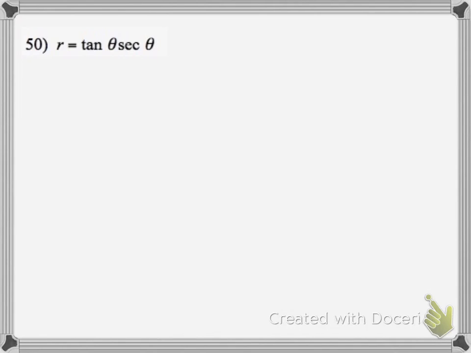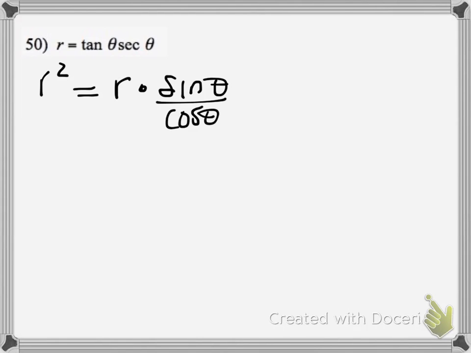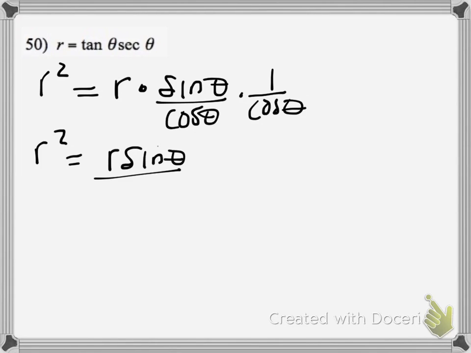So on the left, r times r is actually r squared. On the right, you get an r times the tangent of theta, but I'm actually going to rewrite it as the sine of theta over the cosine of theta times, and then secant of theta is going to be 1 over cosine of theta. Okay? So you get r squared equals r sine theta over cosine squared theta.